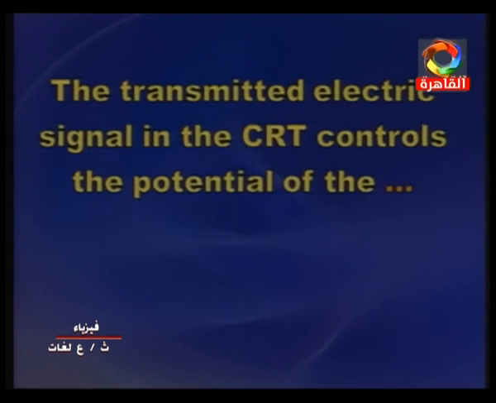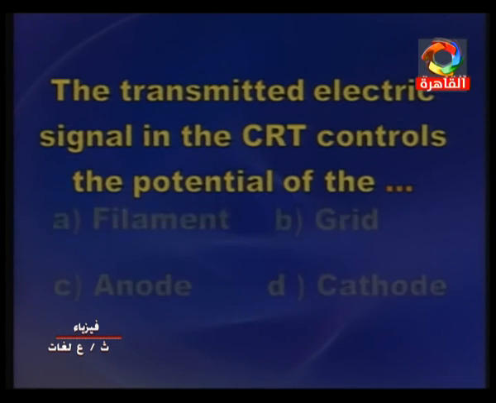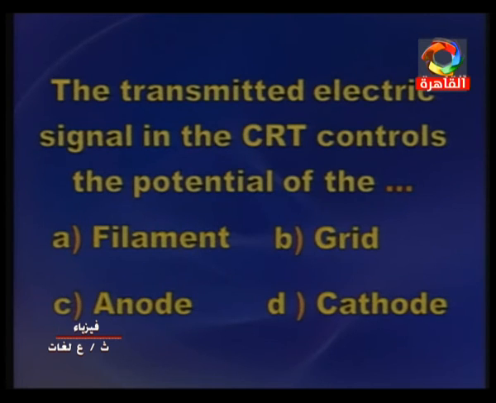The transmitted electric signal in the cathode ray tube controls the potential of: filament, grid, anode, cathode. Of course, it controls the potential of the grid.